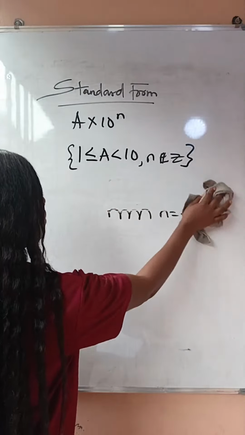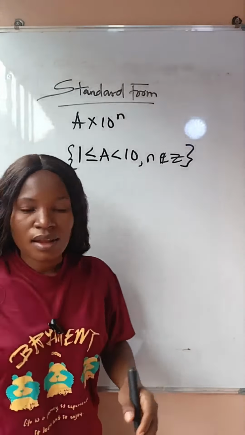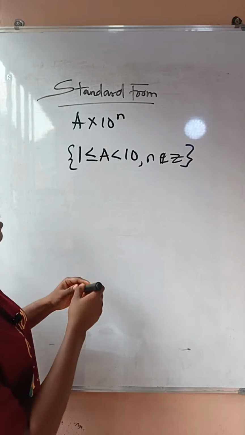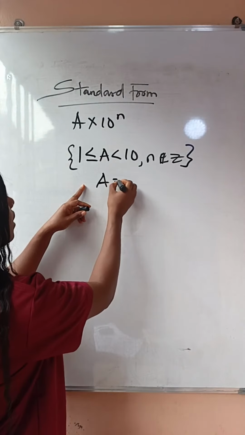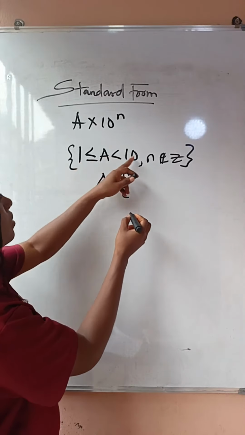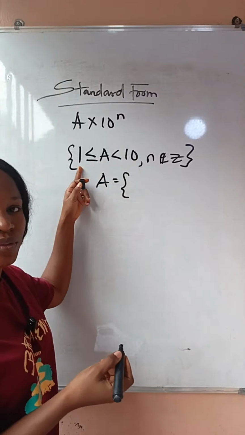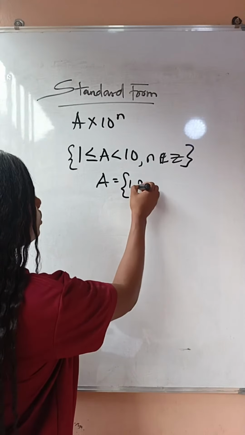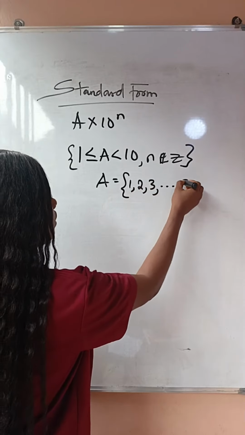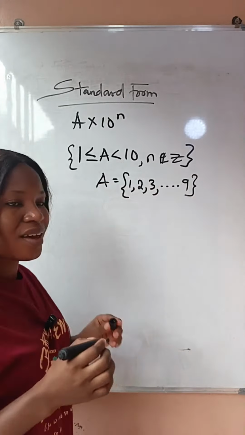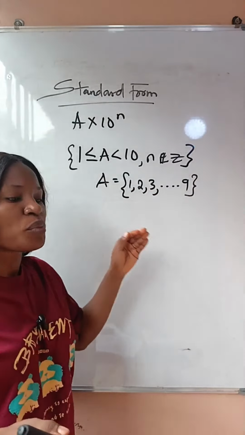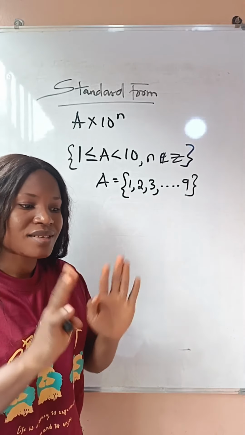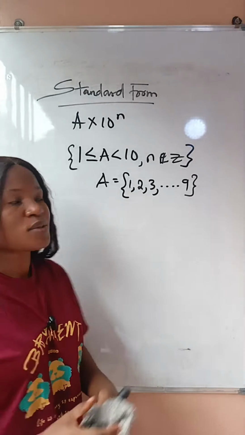Now, let's start with an example. We are going to list what our a could be. From what we are seeing here, we are told that a is between 1 and 10, but not equal to 10, but it can be equal to 1. So it means a could be 1, 2, 3 up to 9. That is what your a can be. Your a cannot be more than 9. That is just it.